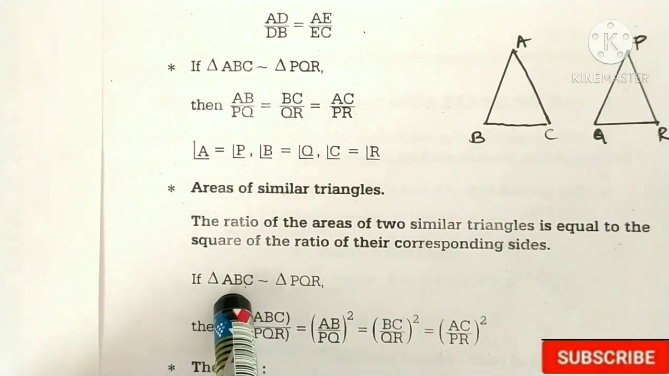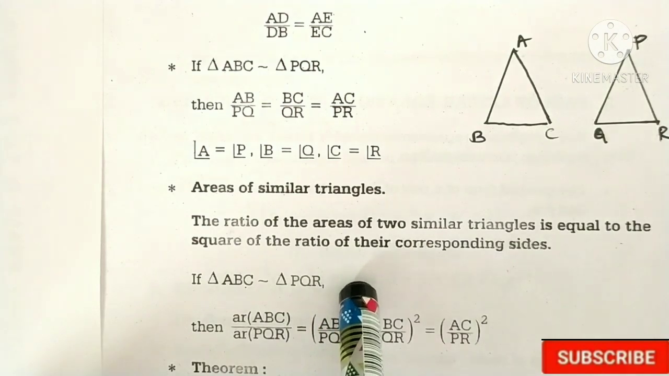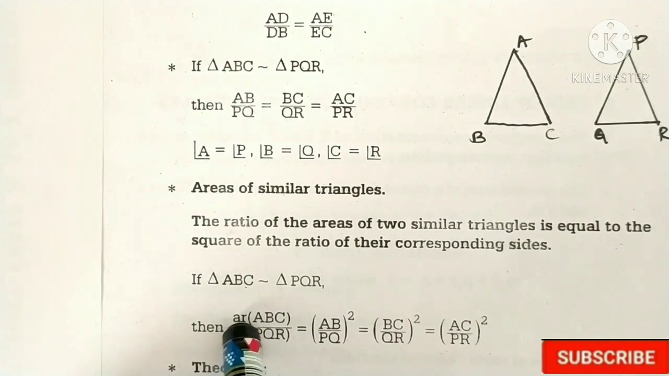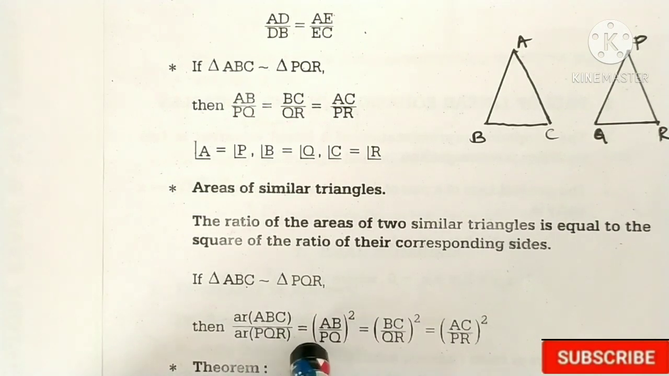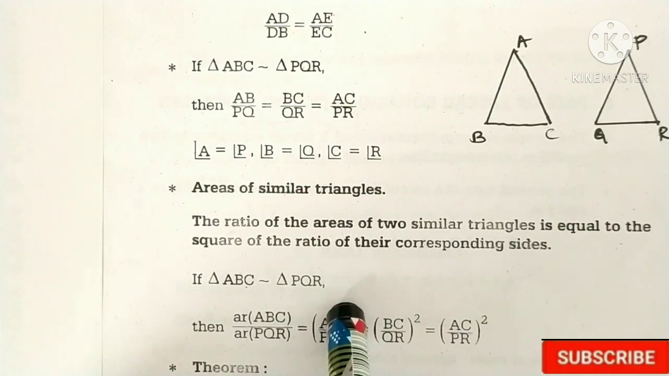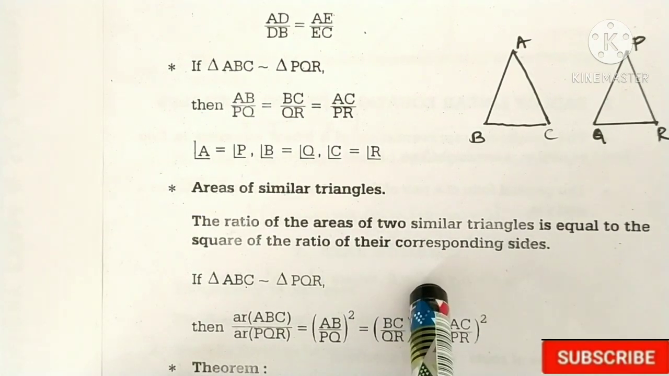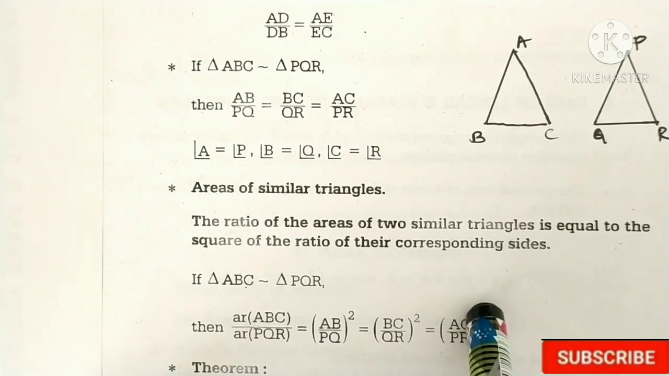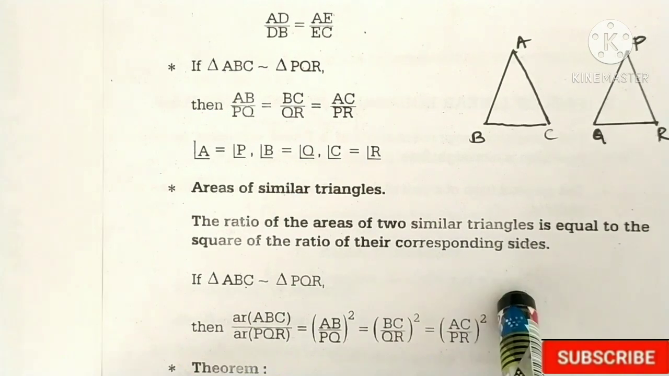If triangle ABC is similar to triangle PQR, then area of triangle ABC divided by area of triangle PQR is equal to (AB by PQ) whole square, that is equal to (BC by QR) whole square, that is equal to (AC by PR) whole square.